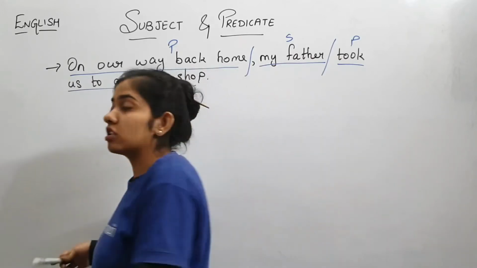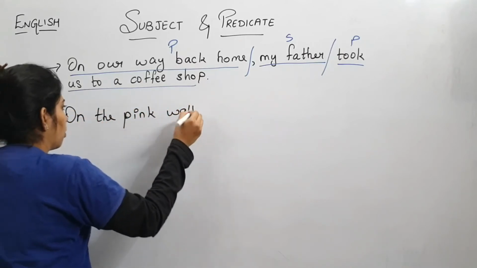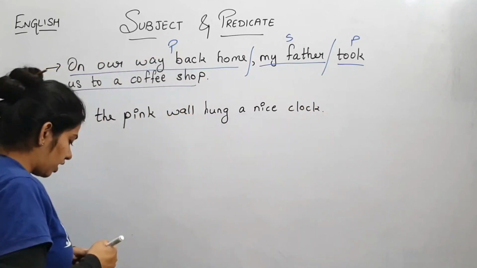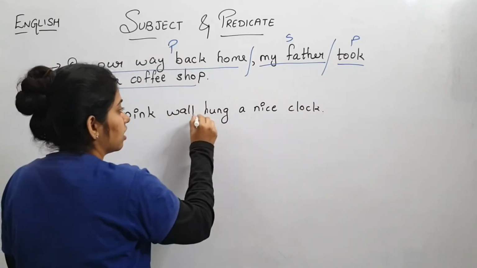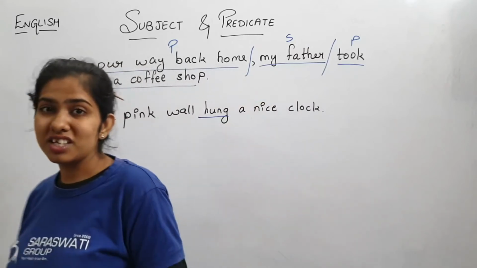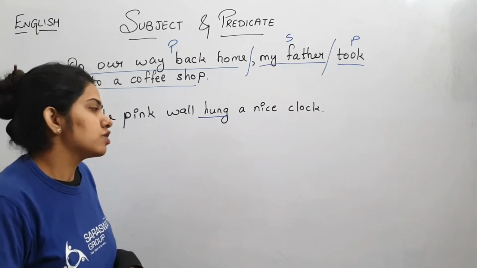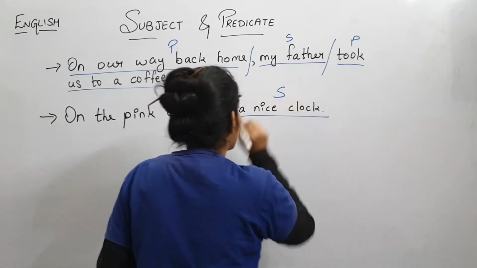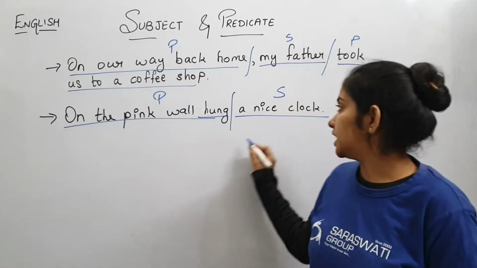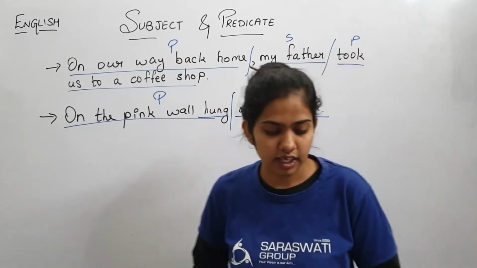On the pink wall hung a nice clock. So now, what is the verb over here? That is hung. Now, here we are talking about a thing. यहाँ पे कोई thing की बात हो रही है, कोई person नहीं है. So we are going to ask a question with what. So what is hung on the pink wall? कि pink wall पे क्या hung किया हुआ है, लटका हुआ? So our answer is a nice clock. So a nice clock is our subject and the rest part is our predicate. On the pink wall hung is a predicate part and a nice clock is our subject. तो आप लोगों को ऐसे ही सब्जेक्ट और प्रेडिकेट आइडेंटिफाई करना है, ठीक है?